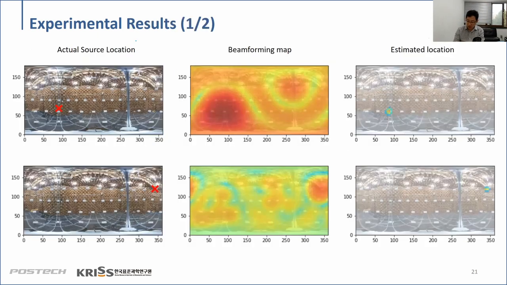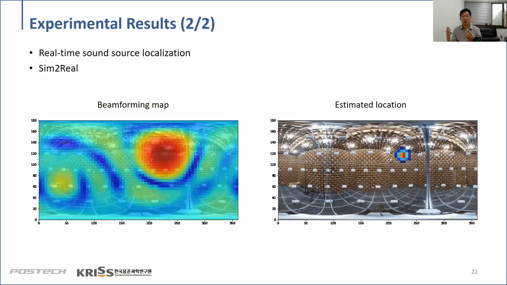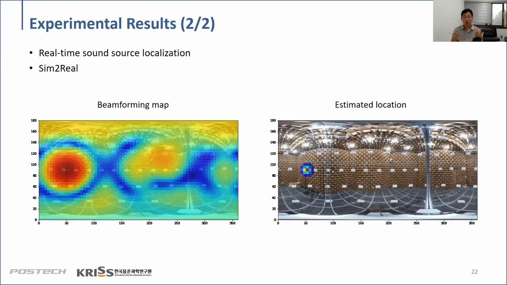And this is the true locations and beamforming maps, and this one is the one estimated by our method, even in the real case. And these are pretty much the same. I'm also showing this in real time.